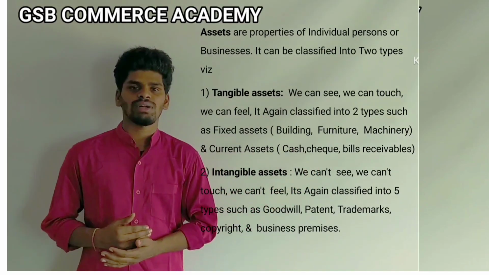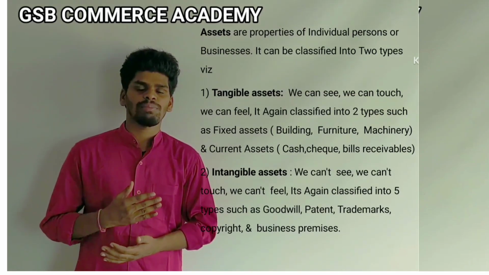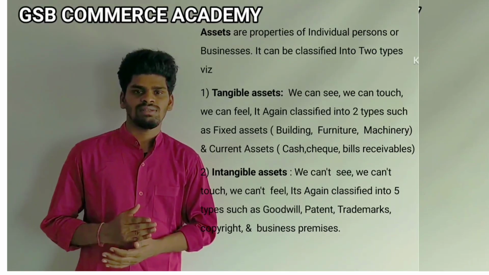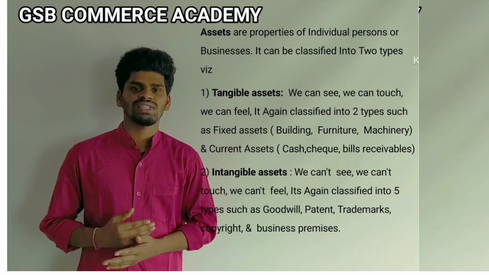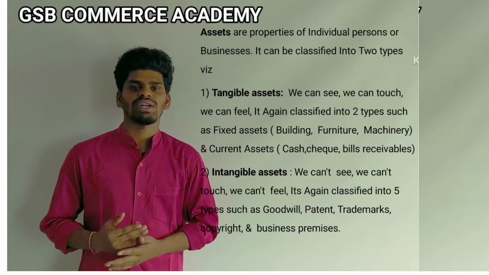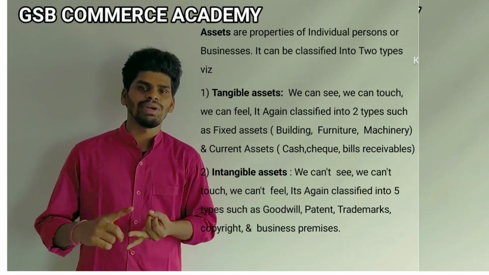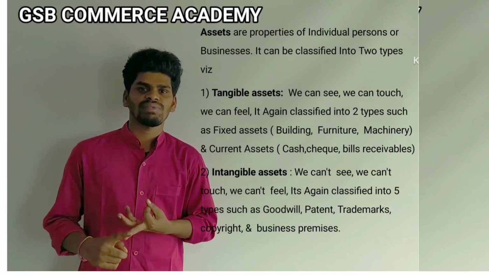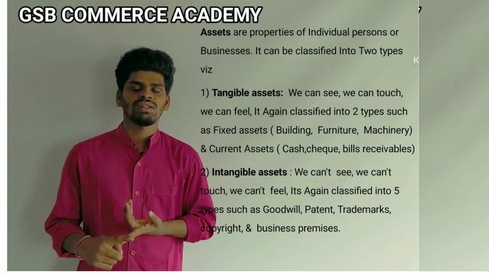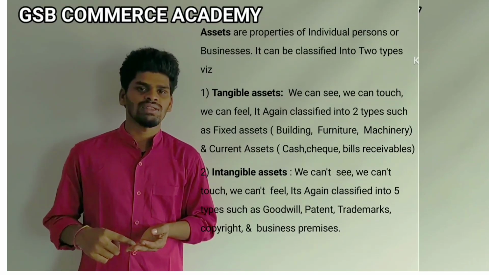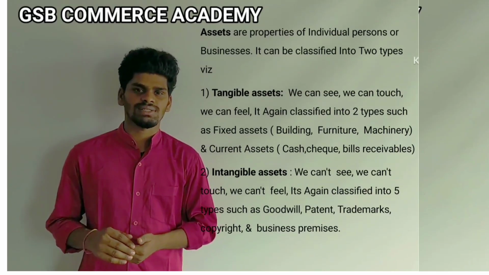Fixed assets are the assets which give benefits to the business for more than one year. When you start any business, without purchasing fixed assets there is no commencement of the business. For example, machinery is a fixed asset, building is a fixed asset, land is a fixed asset, furniture is a fixed asset, motor vehicles are fixed assets. These are all fixed assets. They give benefits to the business for more than one year.